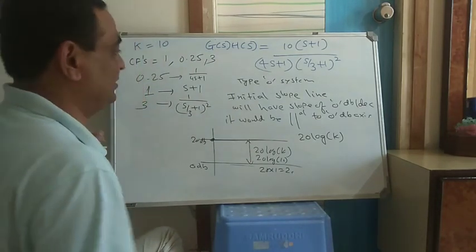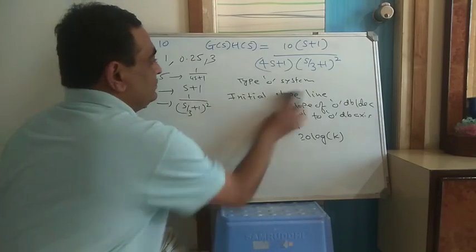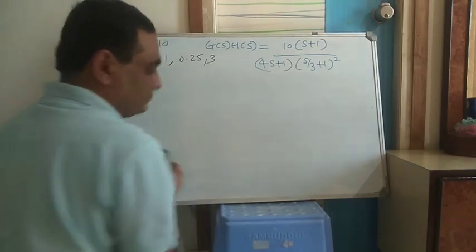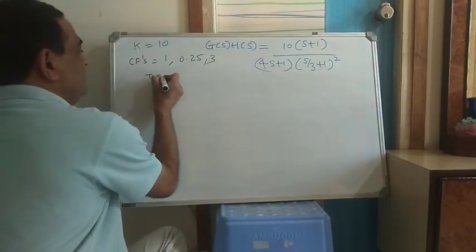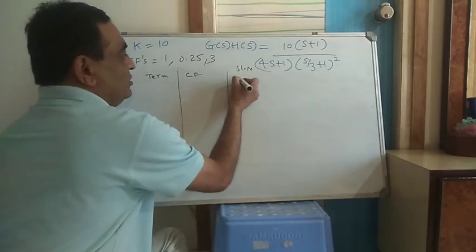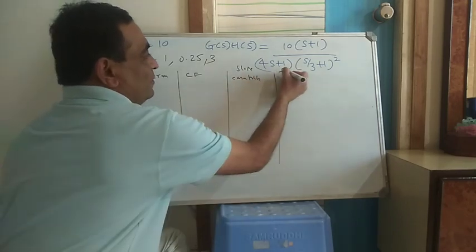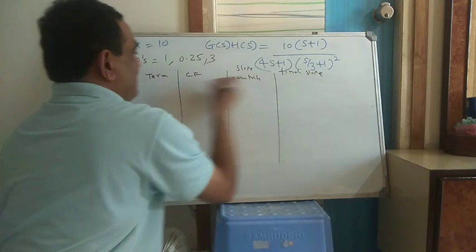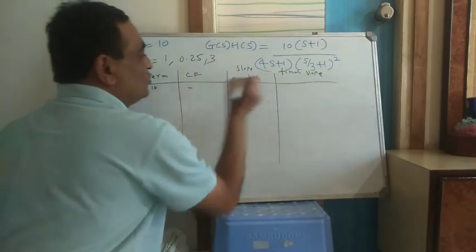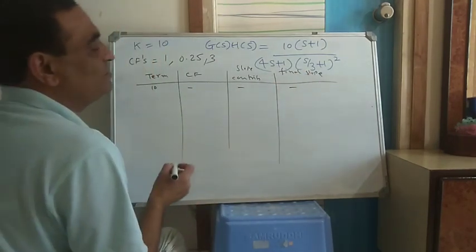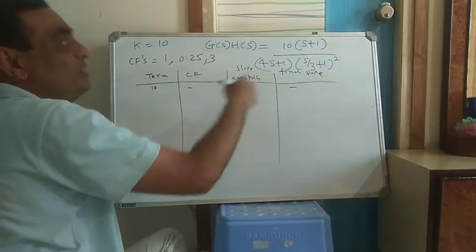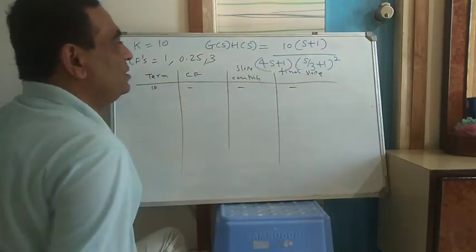So now, let us prepare the table. The table is: term, corner frequency, slope contribution, final slope. Okay. Term, the first term is 10. There is no corner frequency, there is no slope, and no final slope. Then there is no pole at origin, 1 by s, no 1 by s square, and there is no s in the numerator either. Straight away, we will start with the frequency.